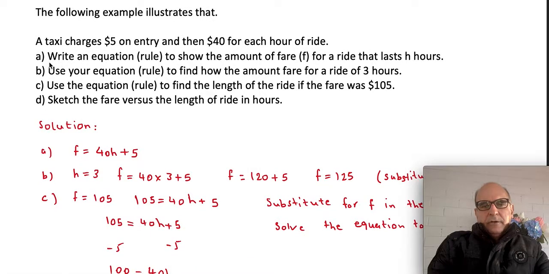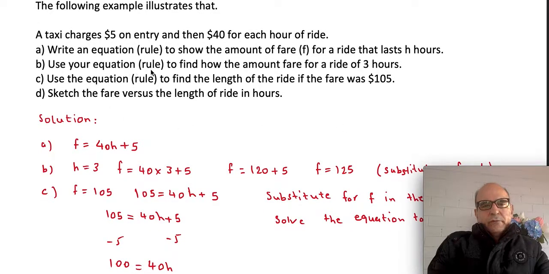Now, we've been asked to write an equation or a rule to show the amount of fare you pay, and we use the pronumeral f to show the fare for a ride that lasts h hours. So the length of the time your ride lasts is h hours. We want to write an equation that relates the amount of the fare to the length of the ride in hours.